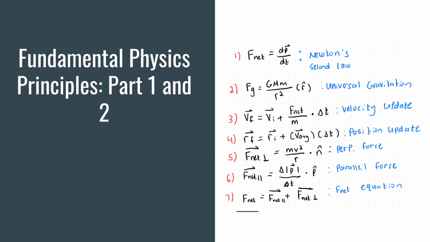Here are the fundamental physics principles and equations used in both part 1 and part 2. Here we have Newton's second law, which is just F net equals dp over dt. We have the universal gravitation equation. On number 3 and number 4, we have the velocity update and position update formulas. Number 5, we have that F net perpendicular equals the centripetal force. Then on number 6, F net parallel equals the change in the magnitude of the momentum over time. And then we have that F net equals F net perpendicular plus F net parallel.